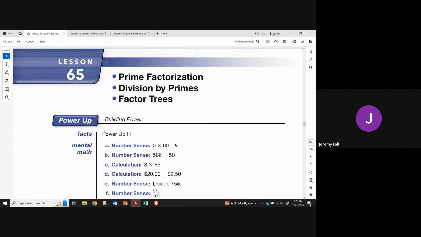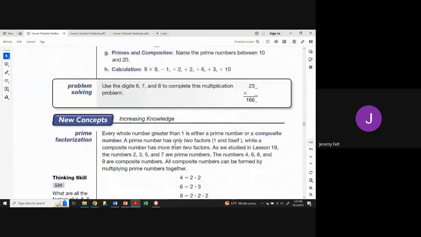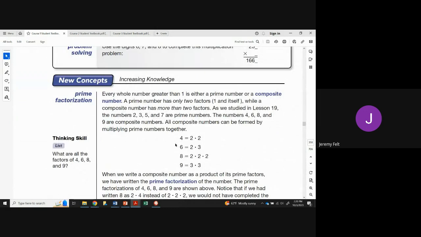Okay, then we have lesson 65, prime factorization, division by primes, and factor trees. So a few different ways that we can look at this. Again, a prime number means that only one and itself go into it. So we can keep breaking down even the biggest of numbers until it's prime factorization, a product of all prime numbers. So 4 we could write as 2 times 2, 6 as 2 times 3, 8 as 2 times 2 times 2, and 9 we can do 3 times 3.